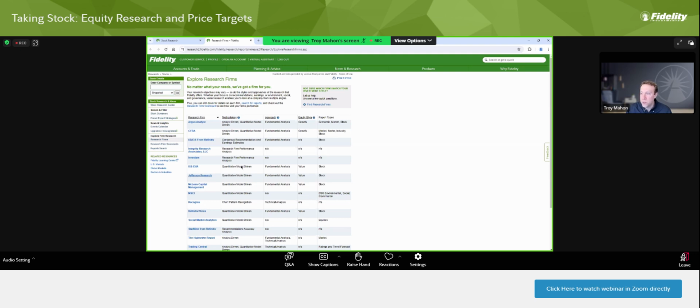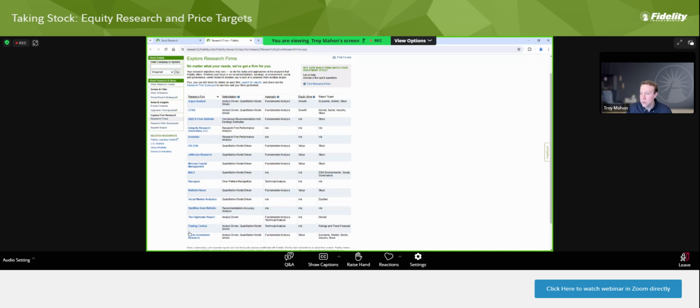Whereas if you look at Recognia, for example, and also Trading Central, they focus more on technical analysis, right? Looking at charts. So it's important that you understand right off the bat that there are some firms that utilize a specific style or a specific approach.